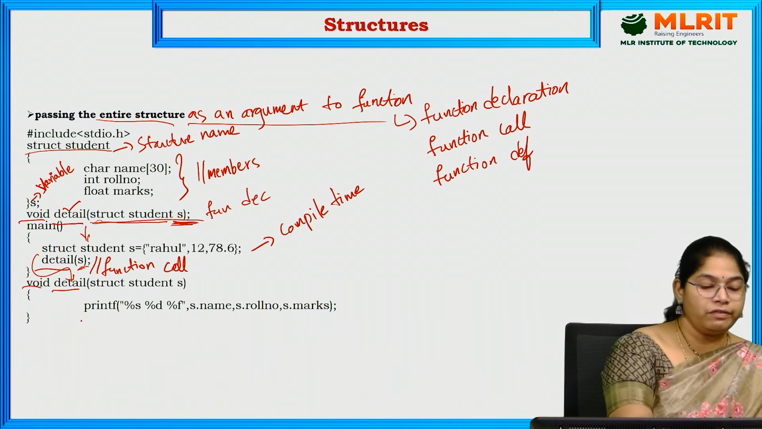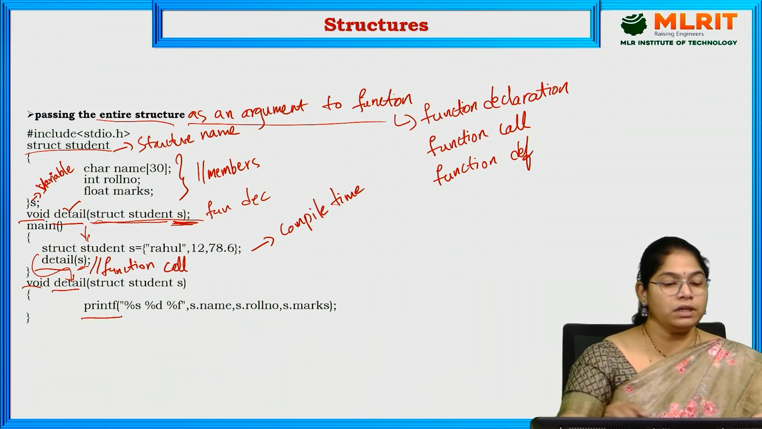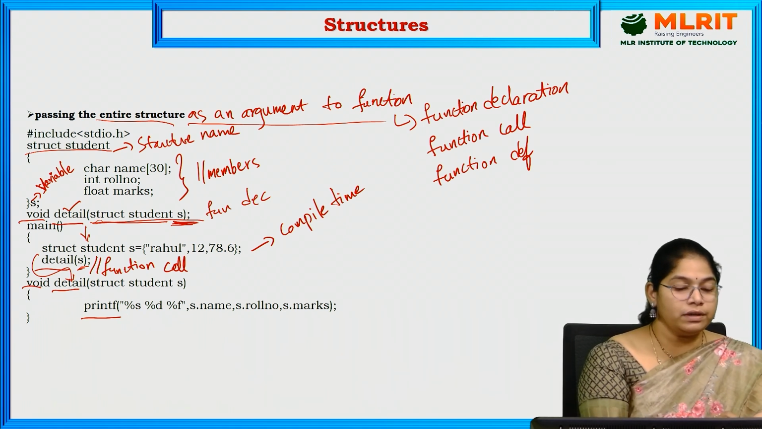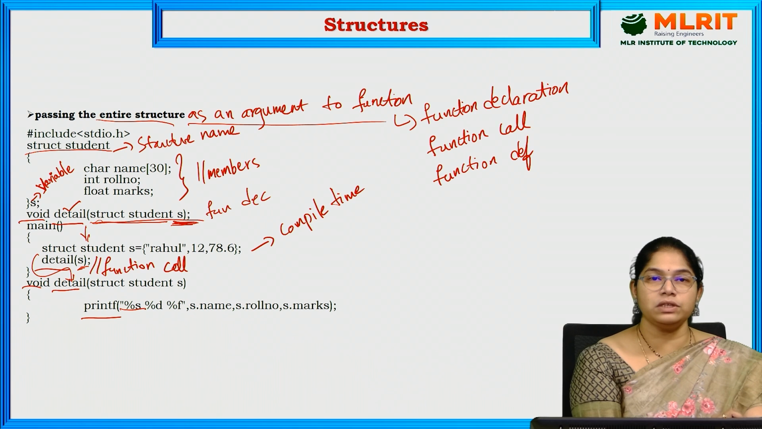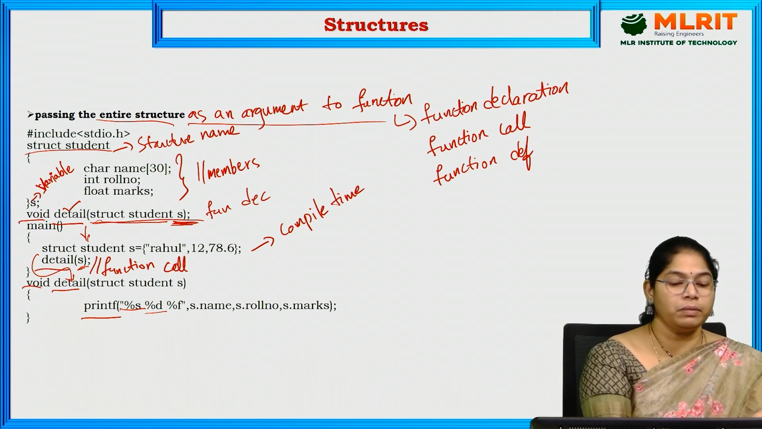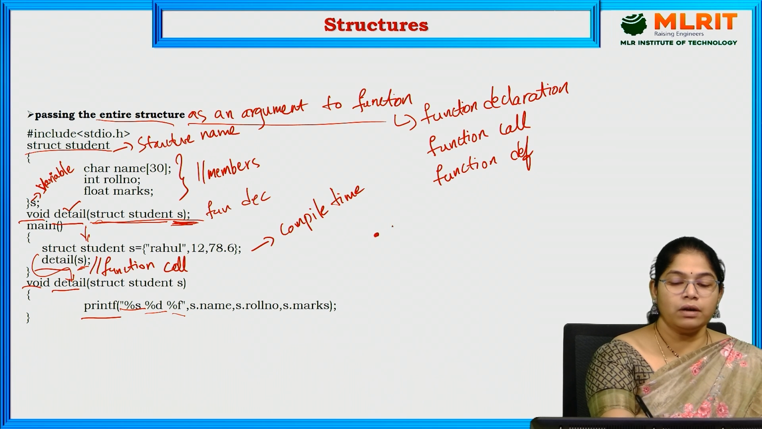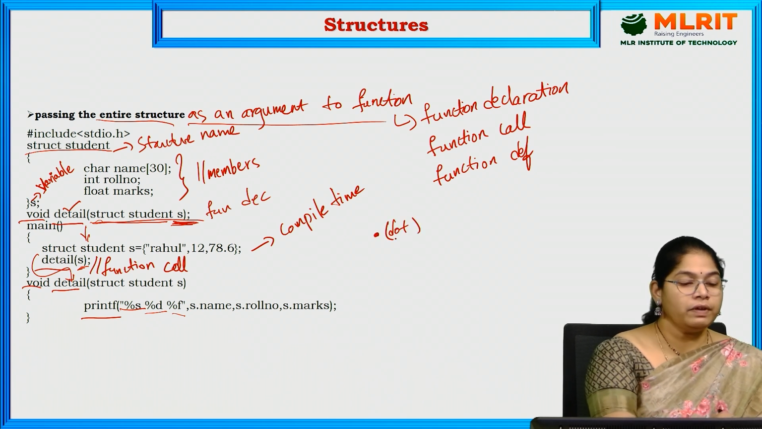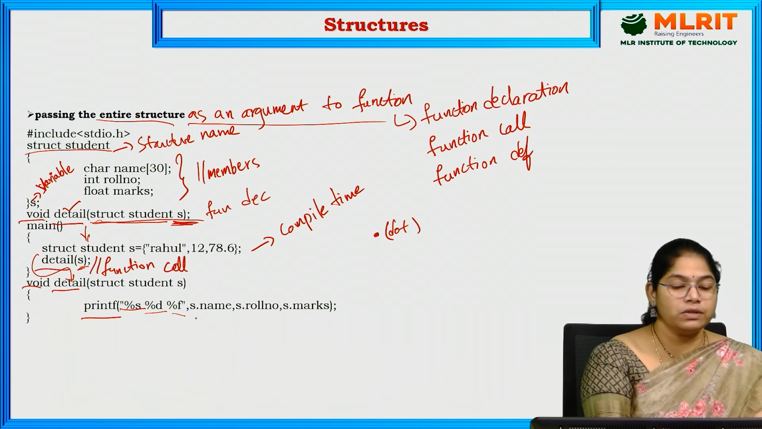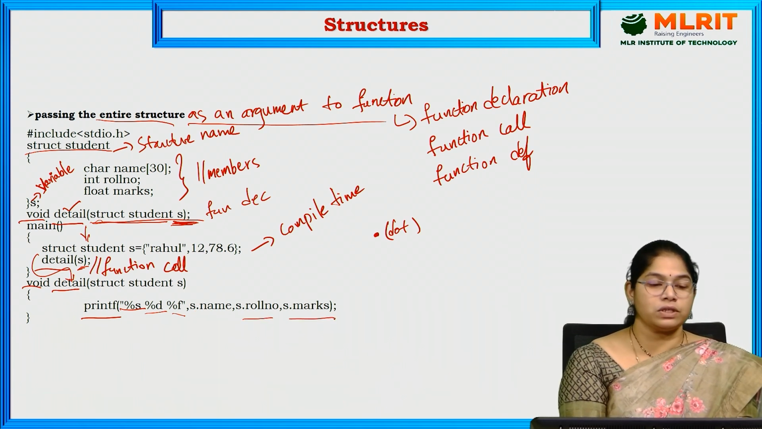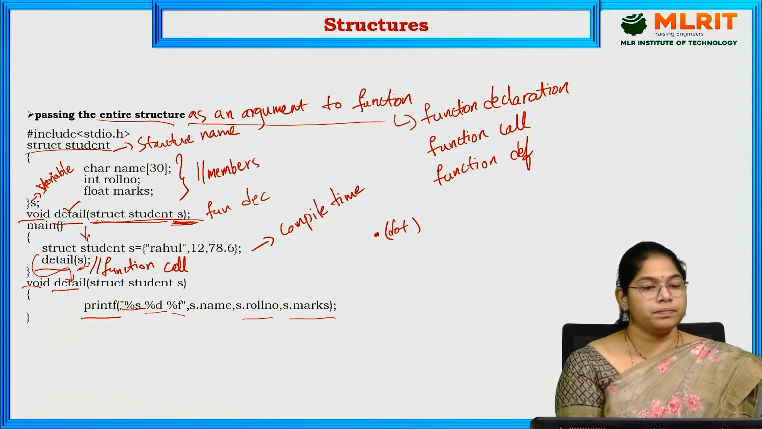So using a printf function, here the name is of type character, but it is an array of characters, so we have to use the format specifier %s. Then %d is for roll number, then %f is for marks. But here I am accessing these members using a structure variable, so we have to use an access operator called the dot operator. The variable created for this structure is s. So s.name, s.rollnumber, and s.marks. In this way, we can pass the entire structure as an argument to the function.